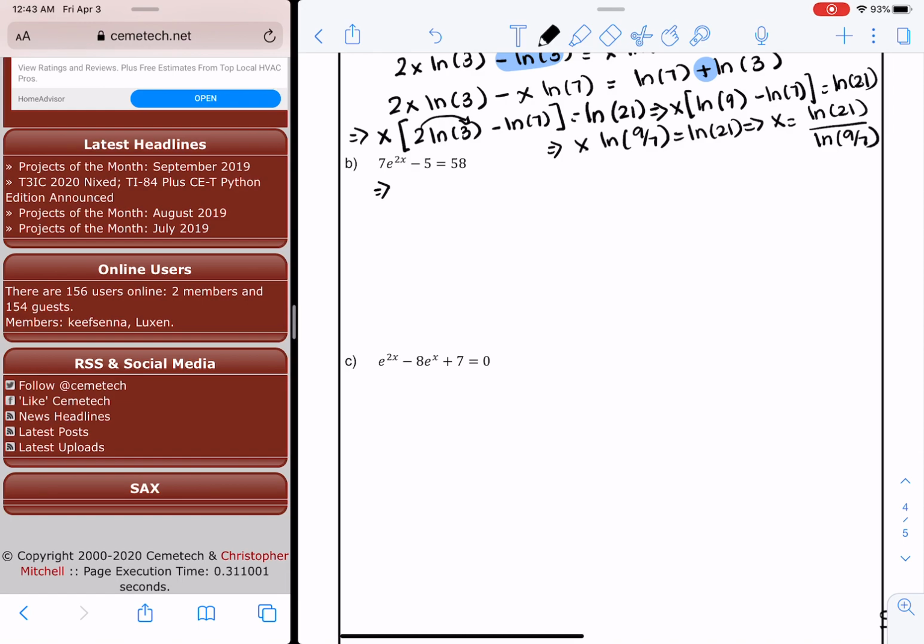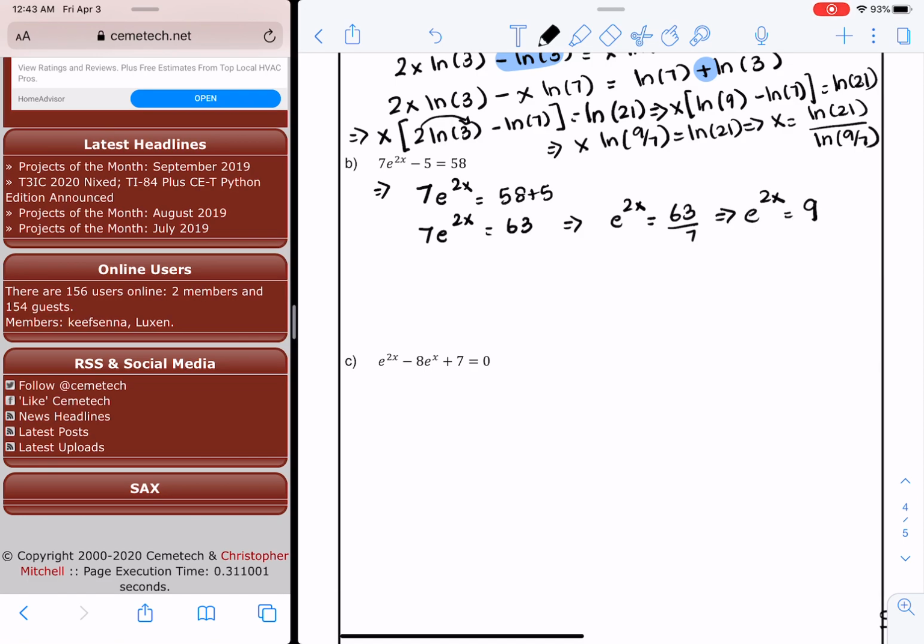So in this problem, before we proceed, we have to do some simplification. Move all the numbers to one side, x's to the other. So 7 e raised to x would equal 58 plus 5. So that would be 63 equals 7 times e raised to x. Divide by 7 on both sides. E raised to x would simply equal 63 over 7. 63 over 7 is 9.